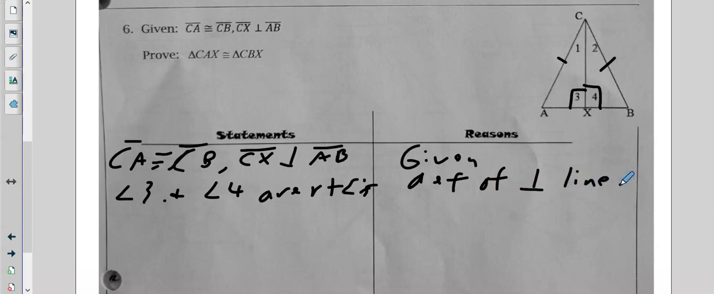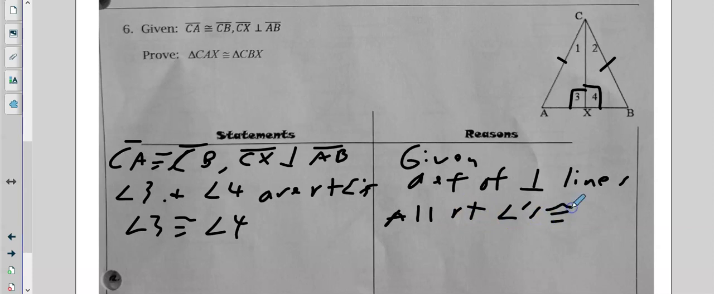And again, technically, like the previous one, we really should say angle 3 is congruent to angle 4. Again, duh. All right angles are congruent because they're all 90. And then we have our old favorite, CX is congruent to CX. And that's the reflexive property.